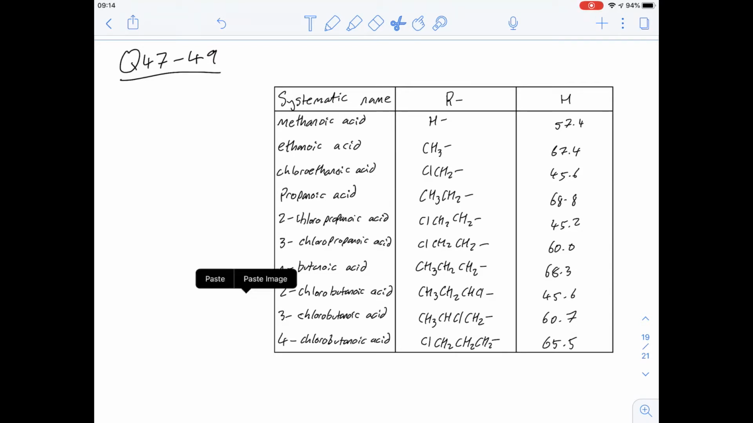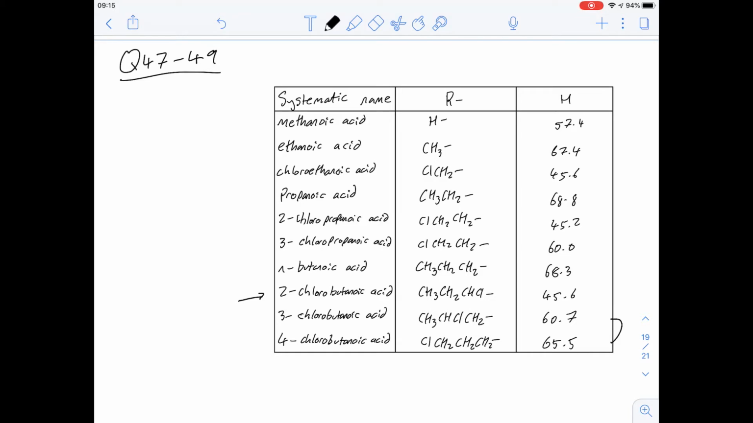So let's have a look at 2-chlorobutanoic acid, which we've got here. We know that that has 4 carbon atoms in it, so if we're going to have 5, it's going to be greater than 45.6. But based on these two values, we know it's probably going to be less than those. So that narrows it down to A or B. Is it more likely to be 46.1 or 57.7?